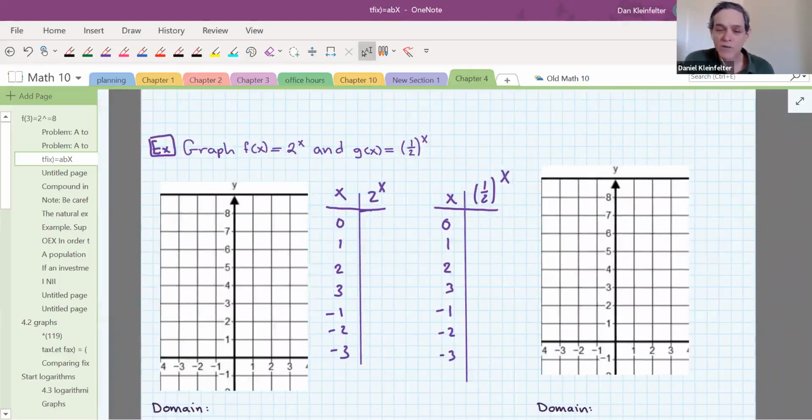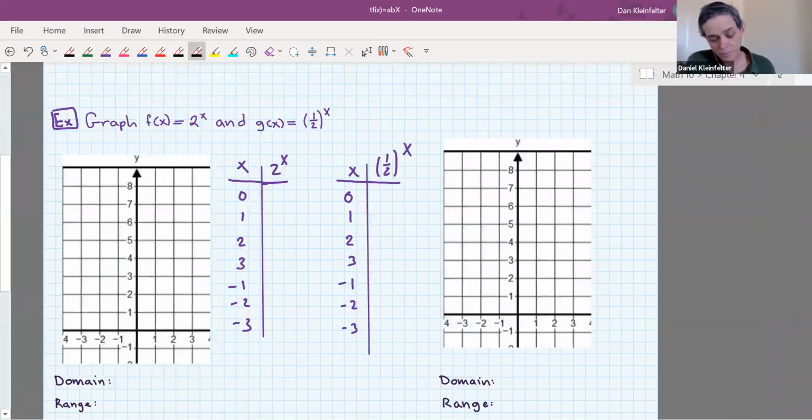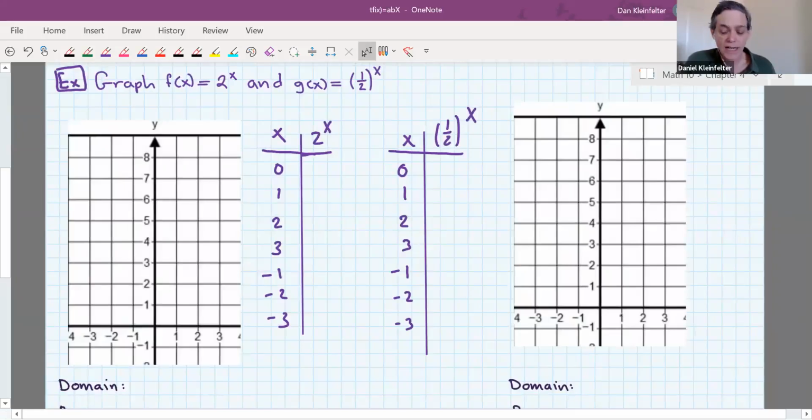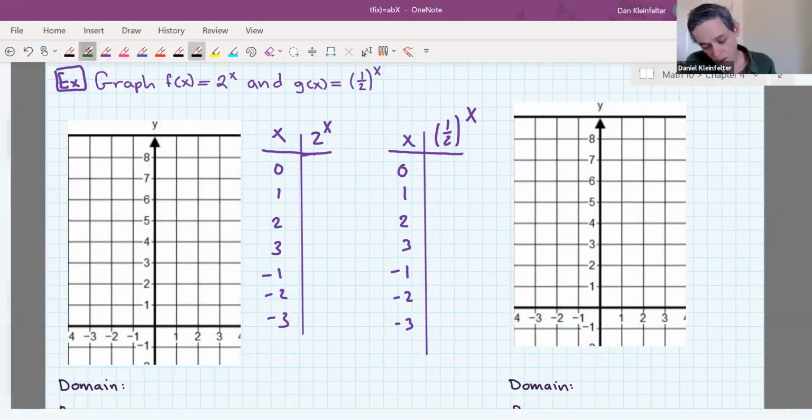The next section, 4.2, deals more with the graphs, but we just want to get a little bit of a taste here. So we'll do two of the most simple exponential functions, the 2 to the x function and the 1/2 to the x function. So let's take 2 to the x first. I'm going to figure out the values of 2 to the x for these select x values, and I've just chosen these because they're relatively easy to compute with. So let's do that.